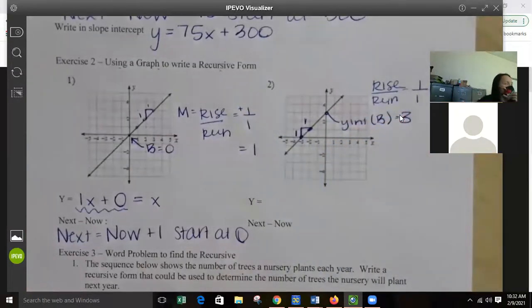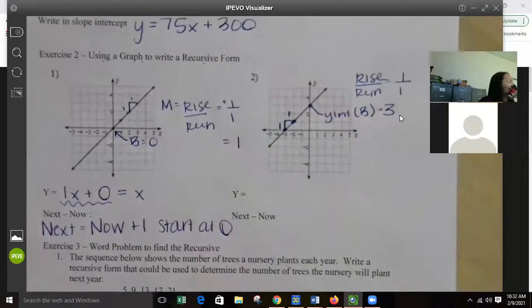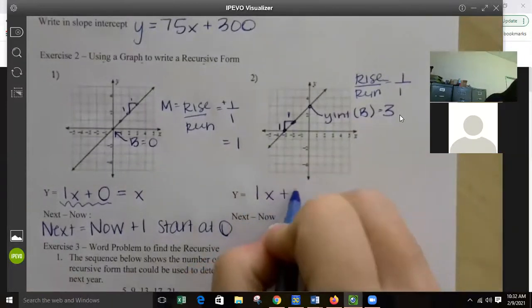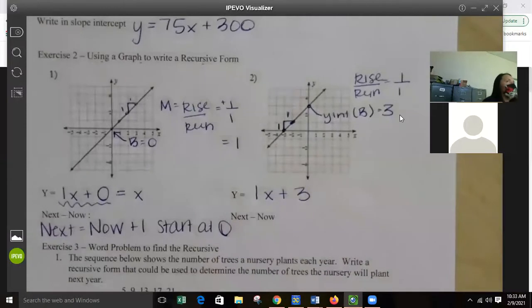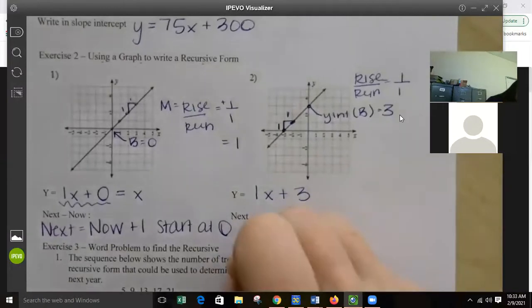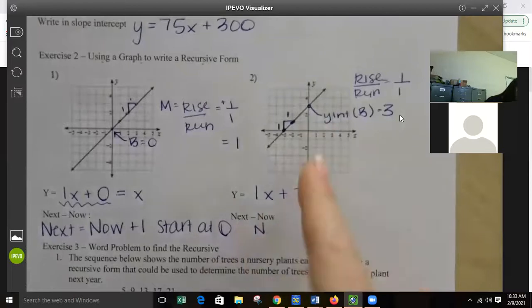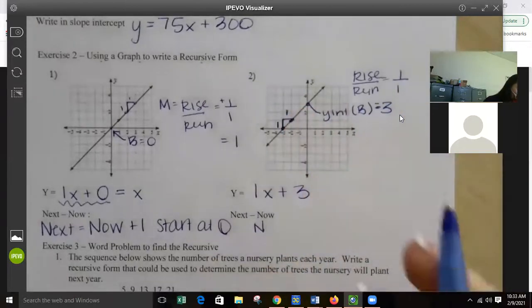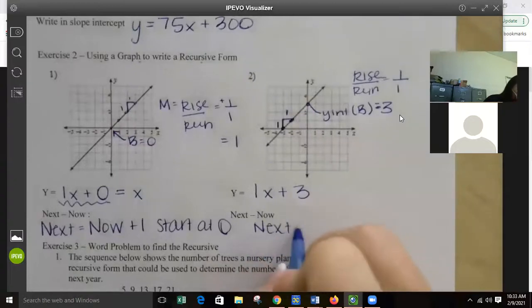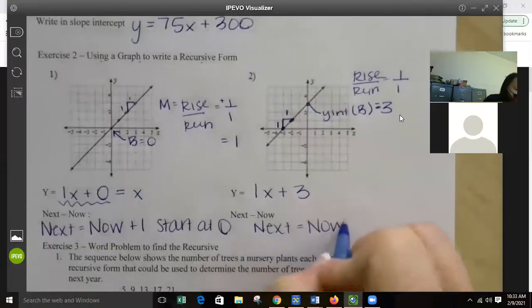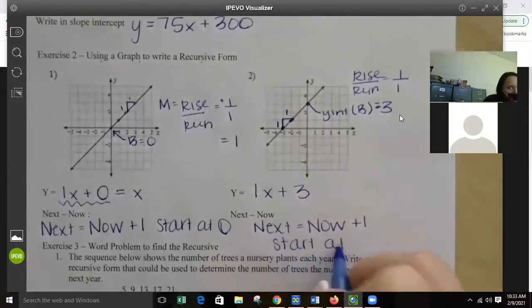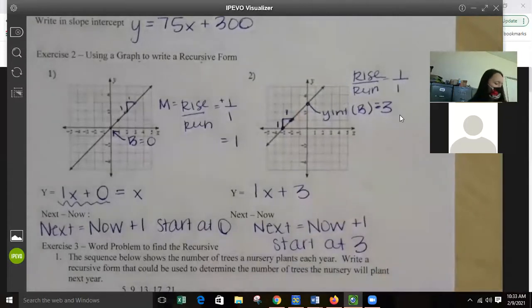And it's positive because the graph is going up. Be careful on that. Make sure you know it's positive or negative. So our equation is 1x plus 3. Is that a positive 3? Yeah, there's a difference. All right, next equals now. Our slope was a positive 1, and we started at 3.